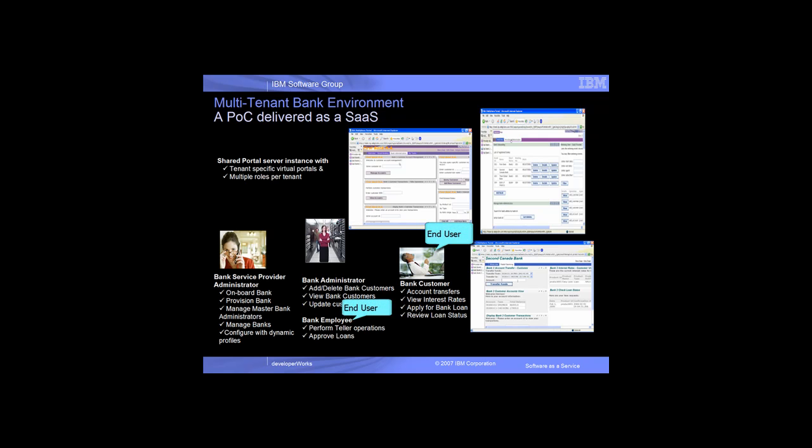End users can be divided into categories: the actual users that are bank employees and those that are individual customers of the bank. In this demo, we will show how each tenant bank supports a set of banking scenarios targeted towards common banking roles as illustrated in this chart.